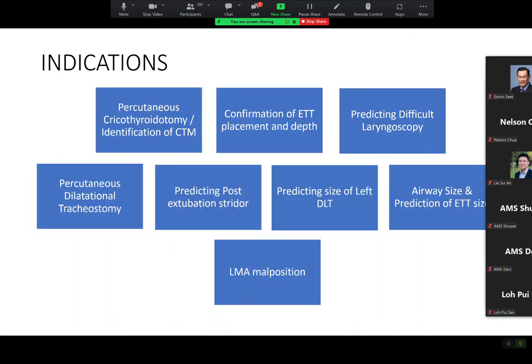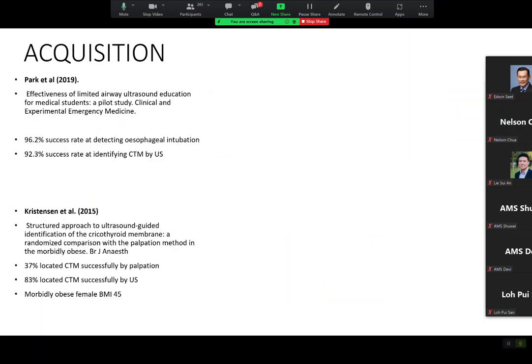So let's look at airway ultrasound. Some of the indications, there are quite many in the literature, but we'll just concentrate on the first three. Identification of cricothyroid membrane, confirmation of endotracheal tube, and predicting difficult laryngoscopy.